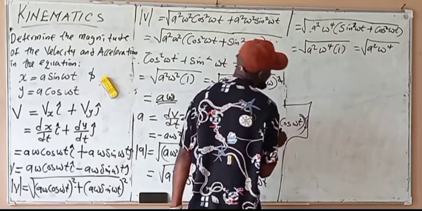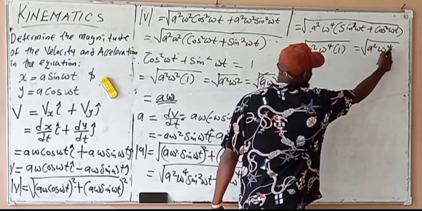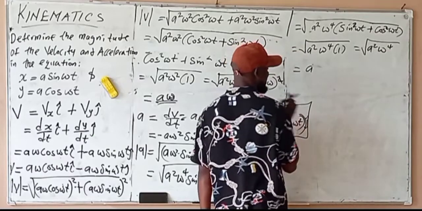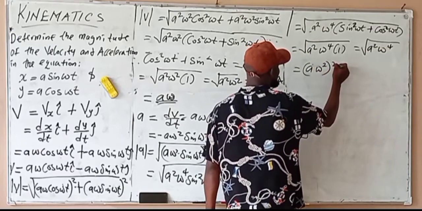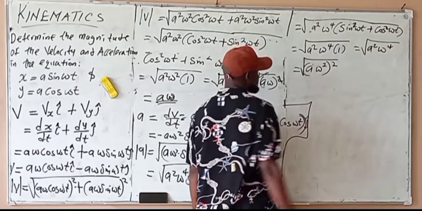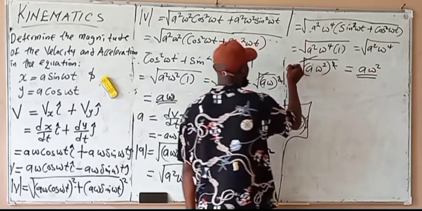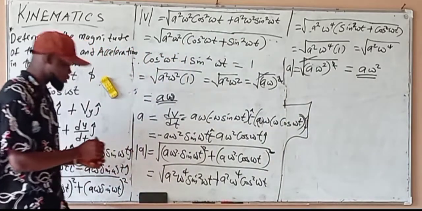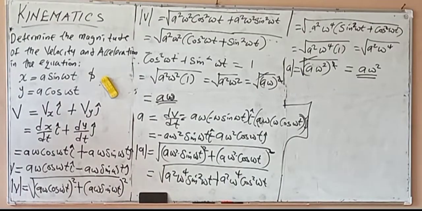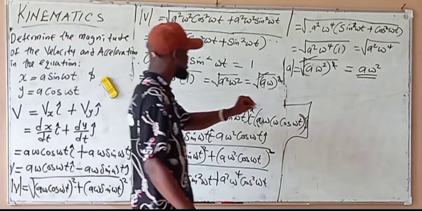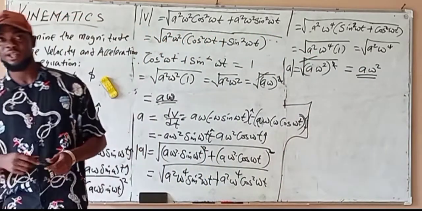So what is the value of the square root of A squared W to the 4? Just remove the 2 from this place, or divide the power 4 by 2, you're going to have 2 left. Everything now will carry 2, then square. So this will become AW square. This will be the magnitude of acceleration. So the magnitude of velocity is AW. Magnitude of acceleration is what? AW square. Take note of that. It's very, very important.